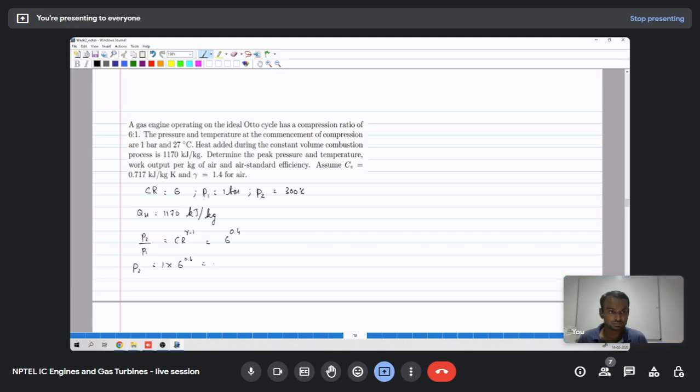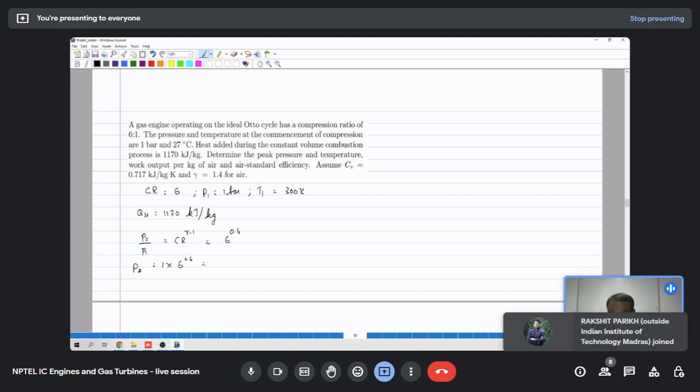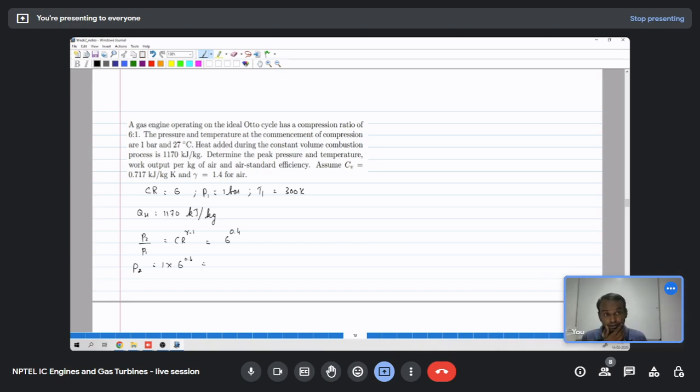This 300 Kelvin is T1, correct? Yes, yes. So can you calculate pressure at second state P2? I've calculated it as 2.05 bar.